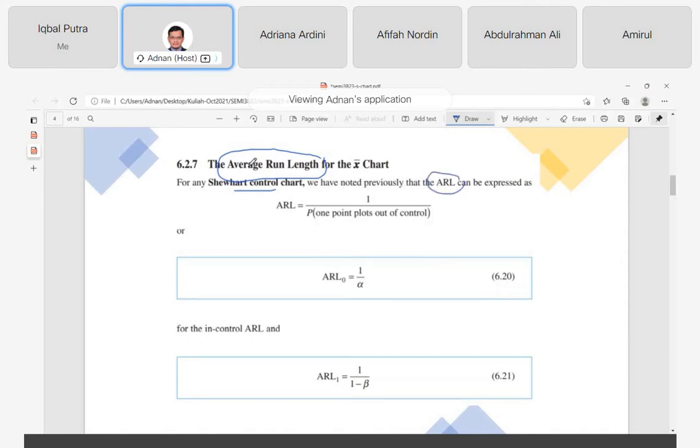ARL, or average run length, is a measure of how good the control chart is. So we have ARL0 and we have ARL1. ARL0 here is referring to when a process is stable. When a process is stable, we are expecting there will be no false alarm.